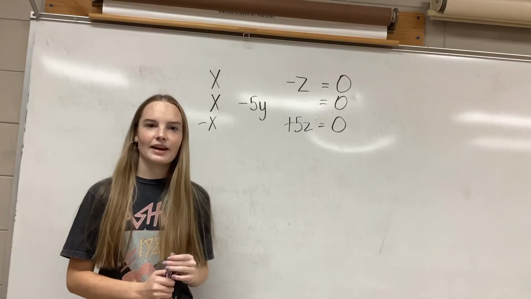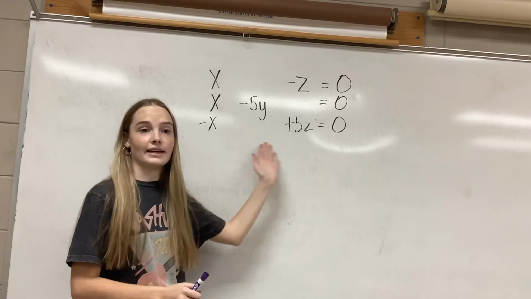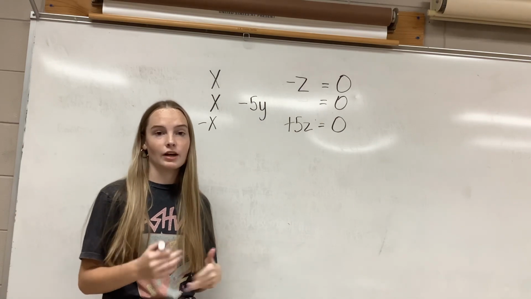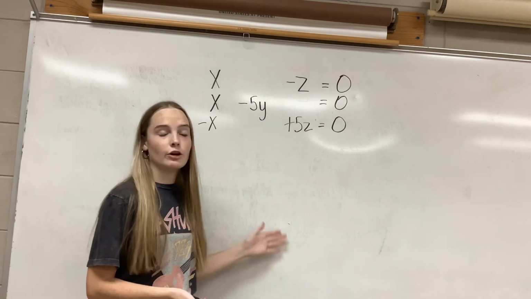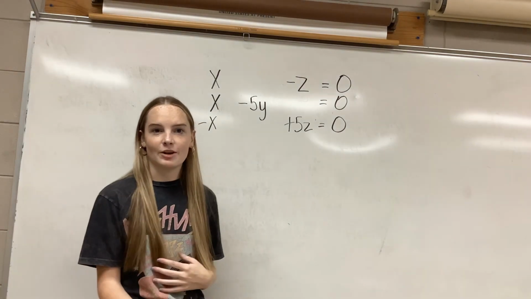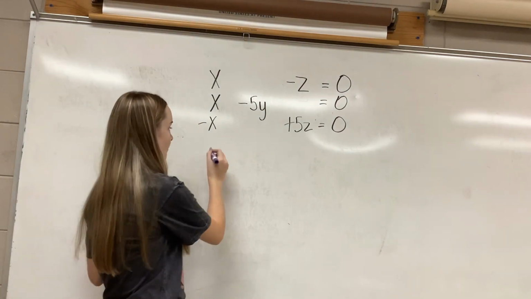Hi, my name is Taylor Kelly, and today I'm going to be showing you how to take these problems right here, turn them into a matrix, and then use Gaussian elimination to get your new matrix in reduced row echelon form. So the first thing we're going to do is make a matrix.